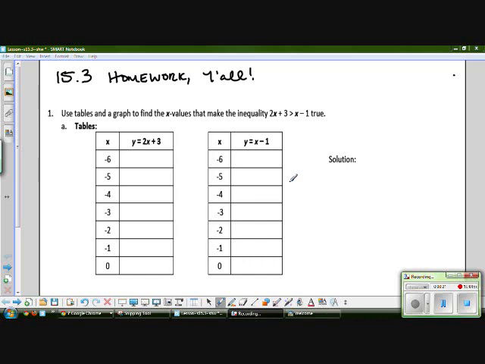So, the first question on 15.3 asks you to find the inequality that makes this true. In other words, solve it is really what I mean. Like, where are my solutions? So let's look at this inequality. Let's tear it apart and let's figure out what it actually means.